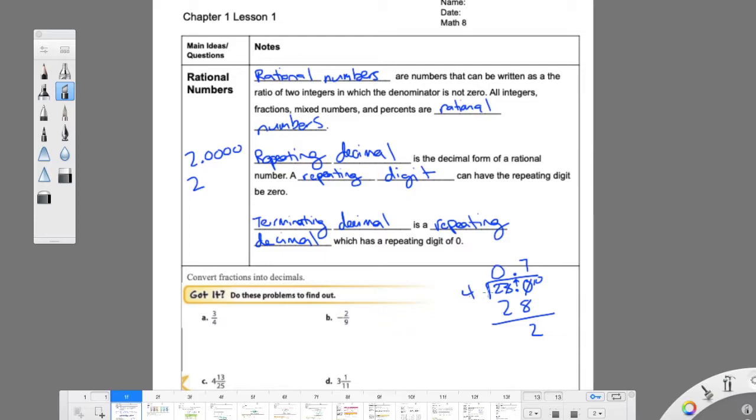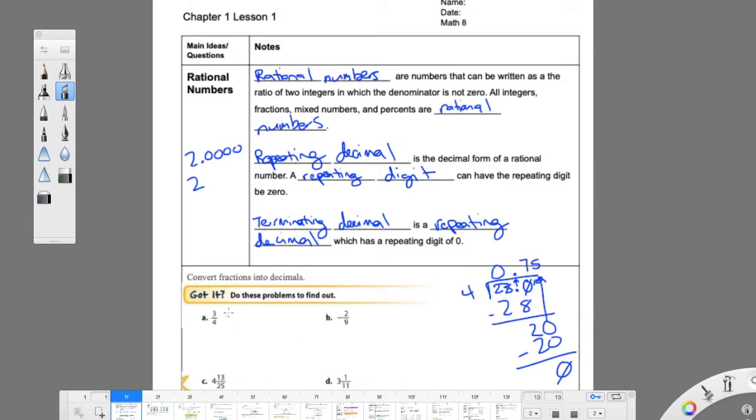4 can't go into 2. That's too small, so I would add another 0. And remember, that's going to go straight up above here. So 4 can go into 20 evenly. I know it can. And it can go in 5 times. So now when I subtract, sorry, I should put a subtraction sign there, I get 0. So now that's terminating. I have found the end of this answer.